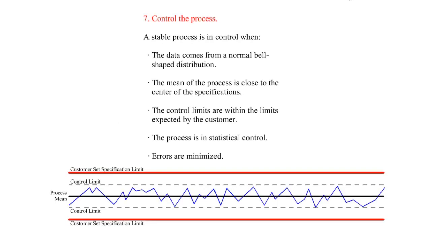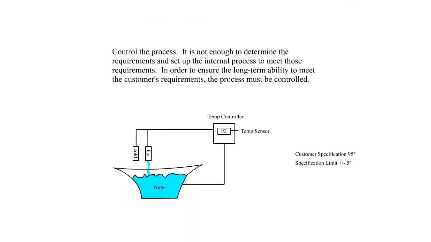7. Control the process. A stable process is in control when the data comes from a normal bell-shaped distribution. The mean of the process is close to the center of the specifications. The control limits are within the limits expected by the customer. The process is in statistical control. Errors are minimized.